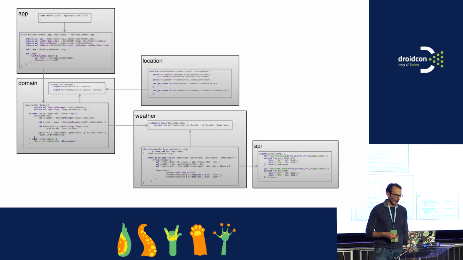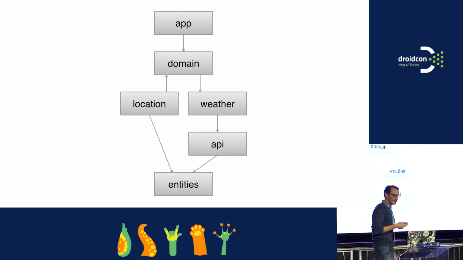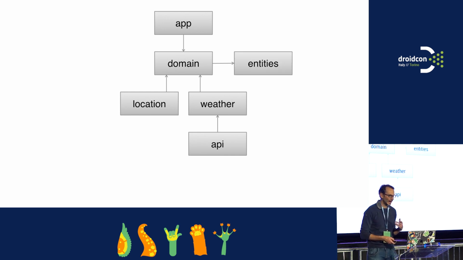So let's go back to our example, and let's talk about modules. This is the actual structure. The location depends on the domain. The entities on the bottom is just a module that contains some Kotlin data classes. We can invert the weather and domain relation in a similar way, moving an interface. And we can invert the weather and API, so the API will depend on the weather. And then we can move the entities here, because they are used by domain and everyone else uses the domain.